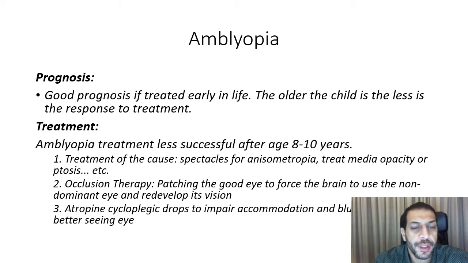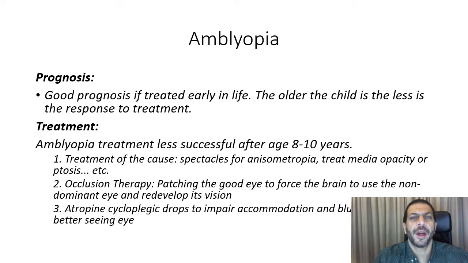Prognosis. Prognosis is, what do we expect after we treat this condition? Amblyopia, the prognosis of amblyopia usually depends on the age at detection. If we detect amblyopia early in age, 1 year old or 2 years old, and we start treatment, usually the prognosis is very good. The older the child is at the time of detection, the less response we have for treatment. Usually after the age of 9 or 10 years, it will be very difficult to treat amblyopia, and you cannot treat amblyopia in adults.